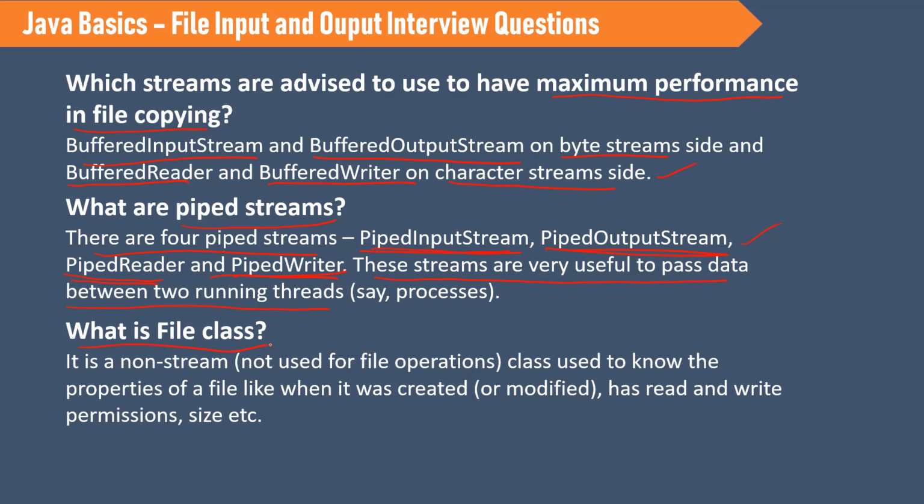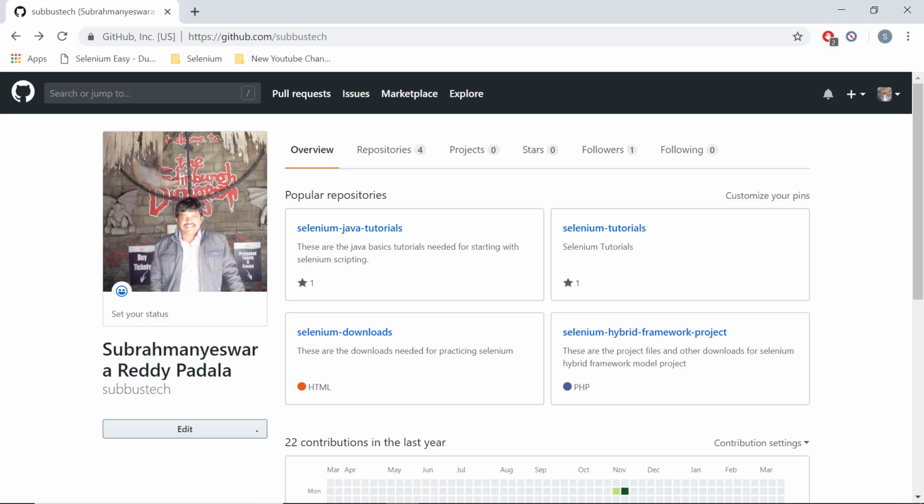What is a File class? We have seen this in the examples on file and directory path operations. It is a non-stream class, not used for file read or write operations. It is used to know the properties of a file, like when it was created, whether it has read and write permissions, its size, etc. In this video, we have seen some interview questions on Java input and output operations.